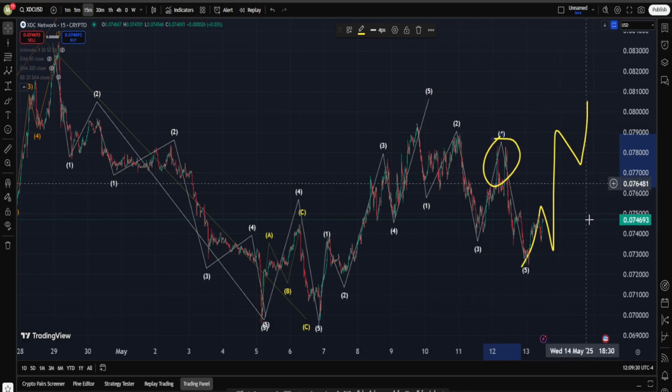For now, let's expect some sort of a move up and pay attention to the shape of it, because that is really the key. And I hope I explained everything well and you understood what is going on in XDC's chart.